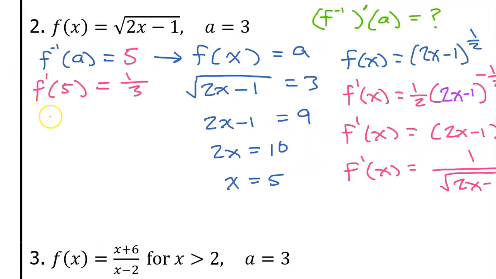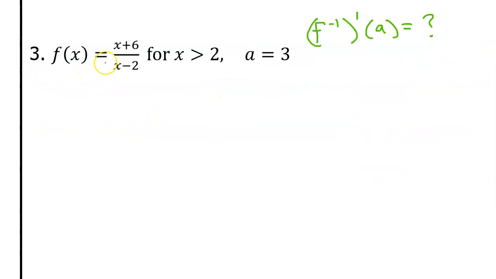Step 3 is trivial. Remember, we are supposed to evaluate the derivative of f inverse at a. But at this point, we can find that simply by doing the reciprocal of what we already have. So the reciprocal of this is 3, so that's the final answer.